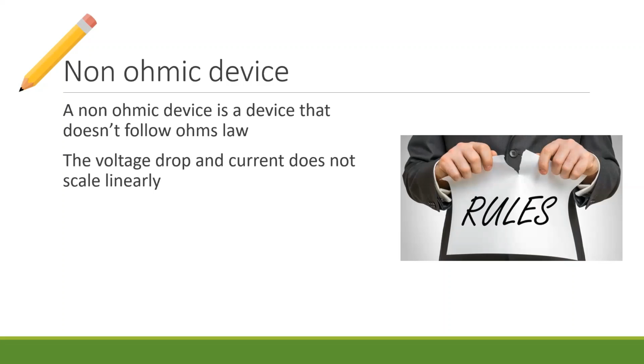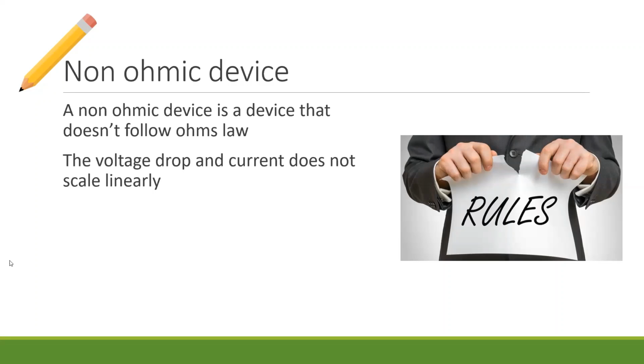So what does it mean to say that a device is non-ohmic? The voltage drops and current does not scale linearly. What does that mean? What do you mean, scale linearly? I'm going to show you what that means here.